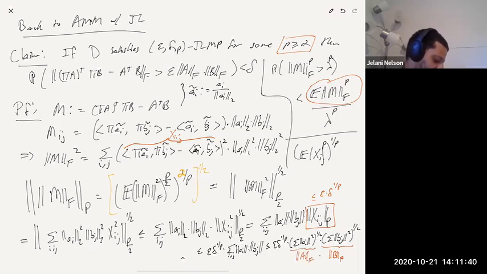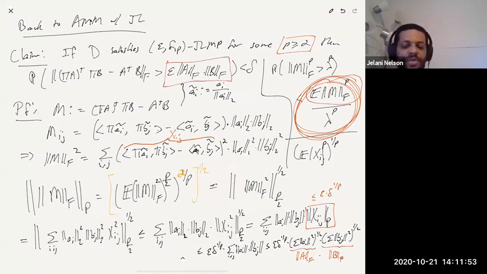Okay. So now you plug that all in right here. Just set lambda to be exactly this. Lambda is epsilon times the Frobenius norm of A times the Frobenius norm of B. So you raise it to the Pth power, you get epsilon to the P, AF to the P, BF to the P in the denominator. And then the numerator is exactly all of this raised to the P. You take that thing and you raise it to the P. That's what goes in the numerator.